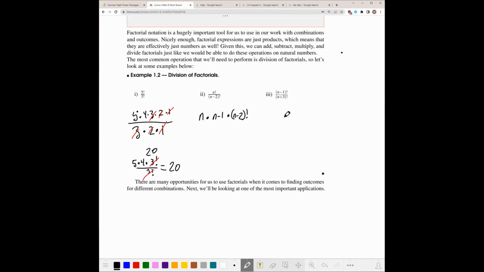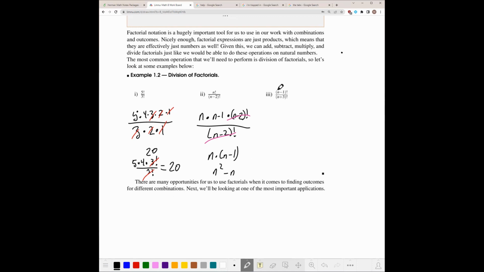It's all the numbers after that, all the way to 1. Whatever n is, it goes all the way down to 1. So now I'm left with just n minus 2 factorial on the bottom, and I have a case of n minus 2 factorial on the top, so they're going to cancel out. So I get n times n minus 1, which some psychos will write as n squared minus n. I'm not one, so there you go.